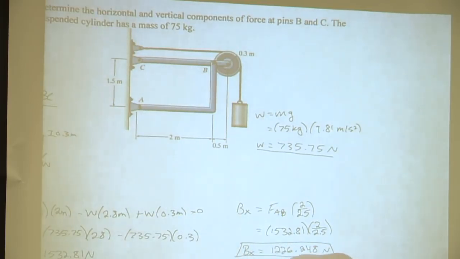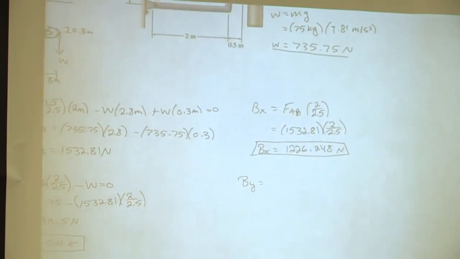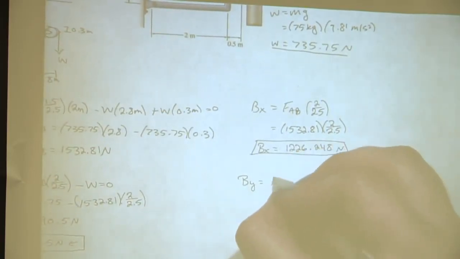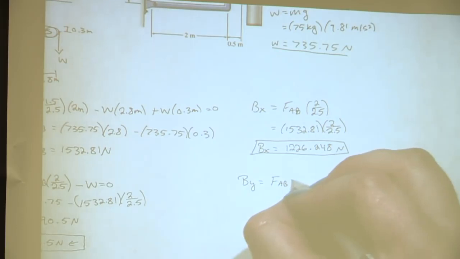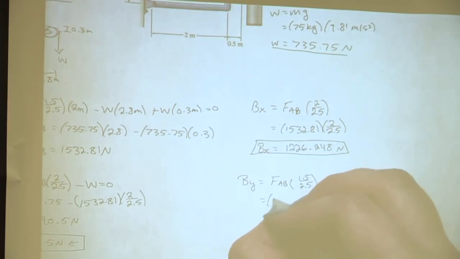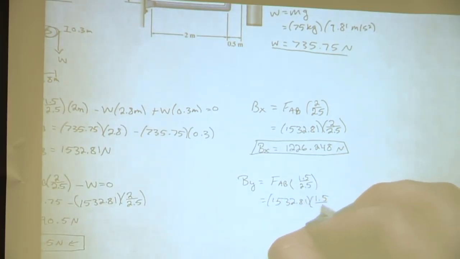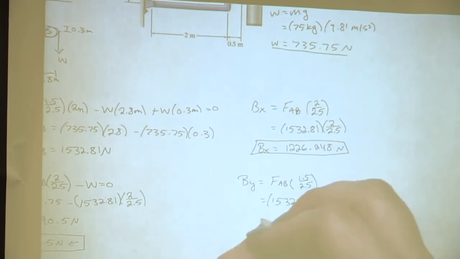And then how do we solve for BY? Same thing, but just find the ratio for the horizontal or vertical. FAB times 1.5 over 2.5. Awesome, so 1.5 over 2.5 gets the vertical component. Then you have 1532.81. And what will that give us for our final answer?